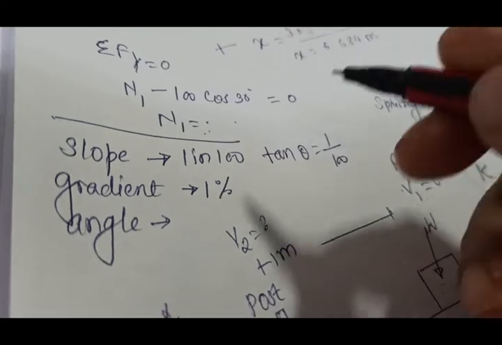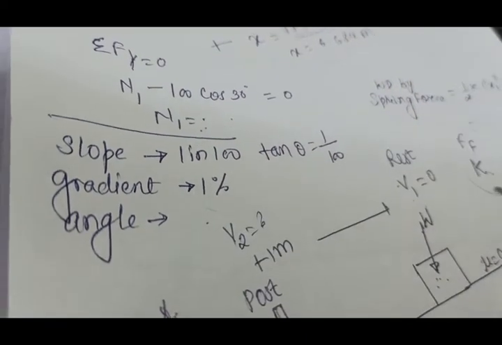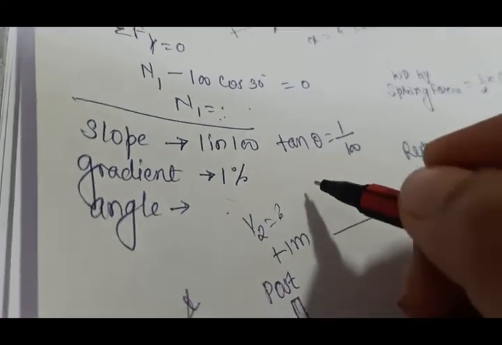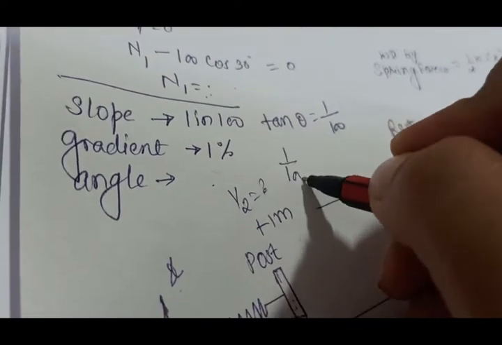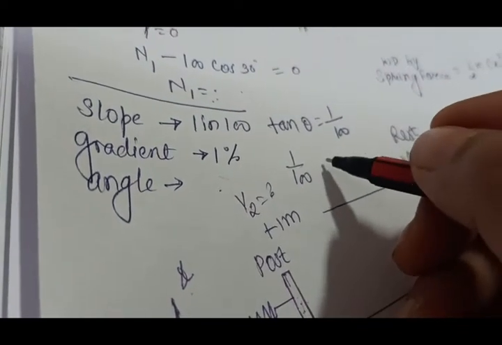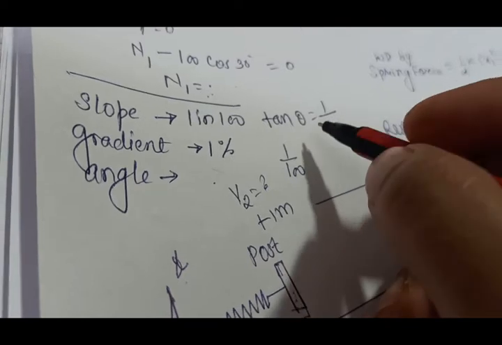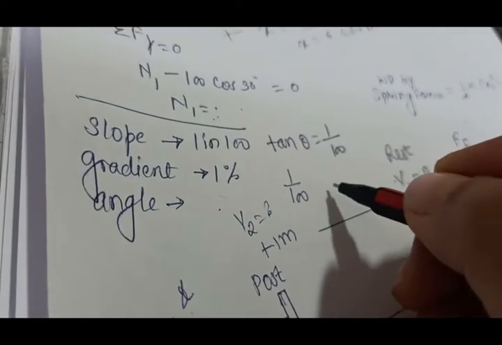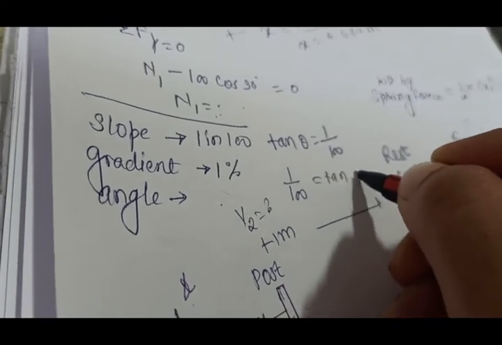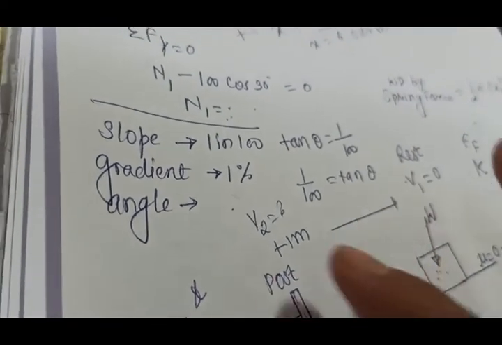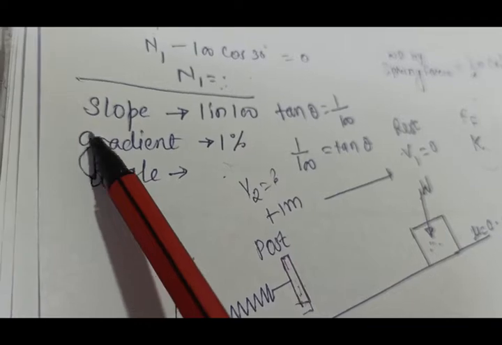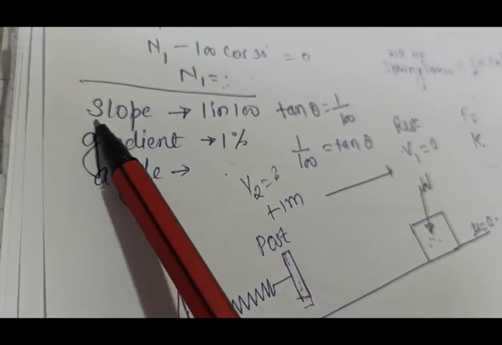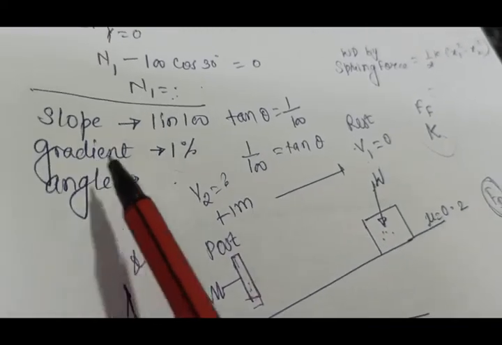That is one. And the next is gradient. Gradient will be given in percentage. 1% means 1 by 100. So again 1 by 100 is nothing but equal to tan theta, and you can take the value of this. That will give you the angle theta. So the inclination can be given either in terms of angle, or in terms of gradient, or in terms of slope. Now we'll switch over to problems.